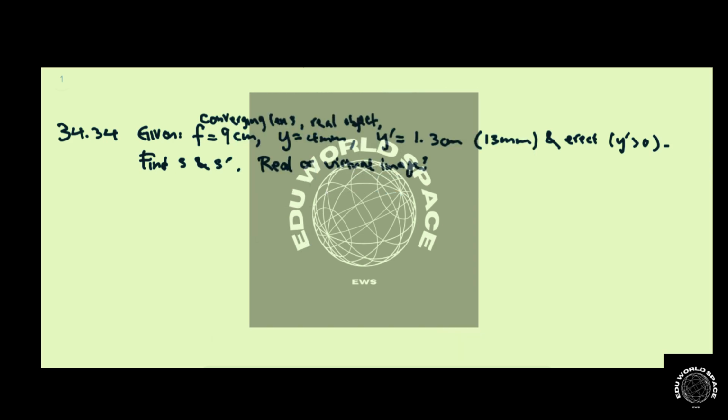In problem 34, we have a converging lens, and there's a real object, and the lens has a focal length of 9 centimeters, and the object has a height of 4 millimeters. And we're told that the image formed by this object has a height of 1.3 centimeters or 13 millimeters, and that the image is erect, so therefore y prime is greater than 0 or positive. And we're asked to find the object distance and the image distance and whether or not the image is real or virtual.